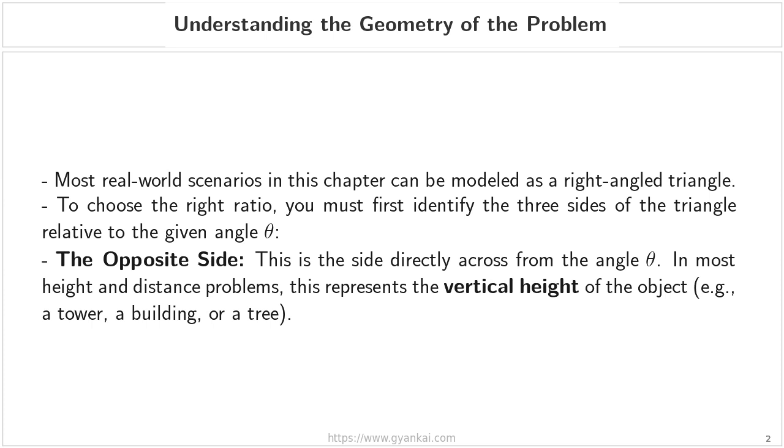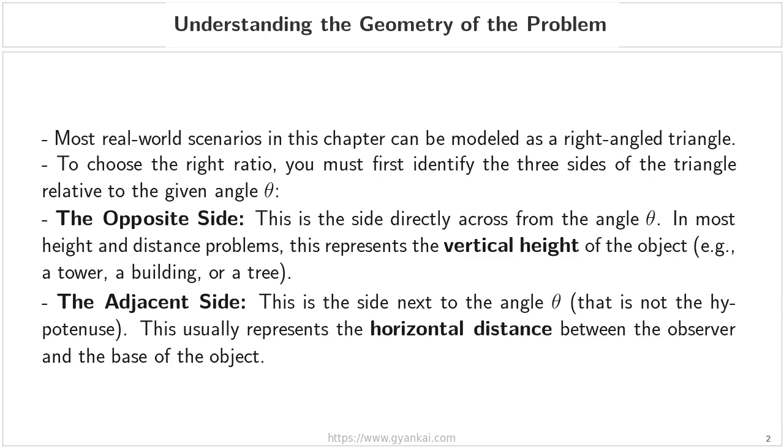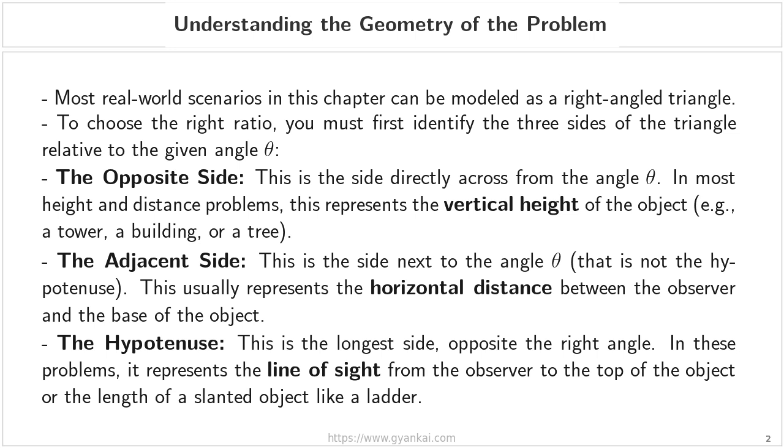First, let's identify the opposite side. This is the side located directly across from the angle theta. In the context of the height and distance problems we discussed in the previous slide, this side usually represents the vertical height of the object, such as a tower, a building, or a tree. Next, we have the adjacent side. This is the side that sits right next to the angle theta, but it is not the hypotenuse. In most of our problems, this side represents the horizontal distance on the ground between the observer and the base of the object. Finally, we have the hypotenuse.